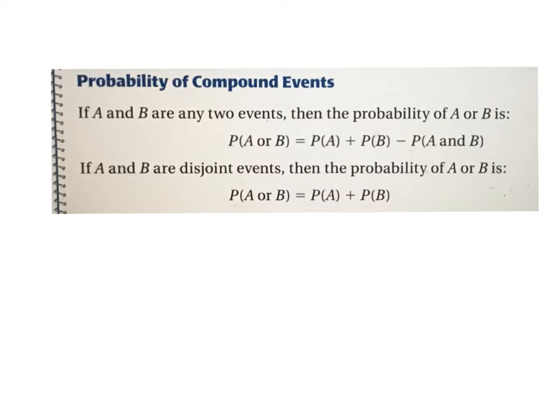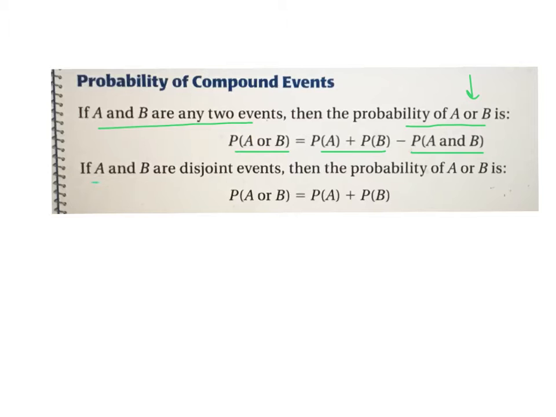All right, probability of compound. Here we go. If A and B are any two events, then the probability of A or B. Huge word here: anytime you see the word or for the next few days, I want you to think it means addition. If there are two events, I'm going to add their two probabilities together, but be careful. You have to subtract out anything they have in common.